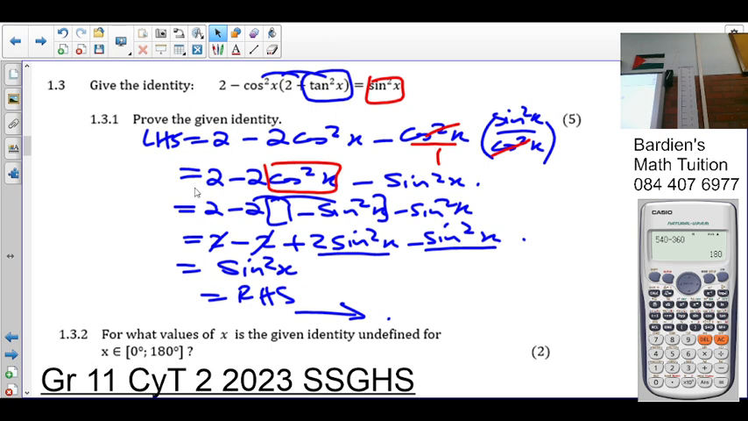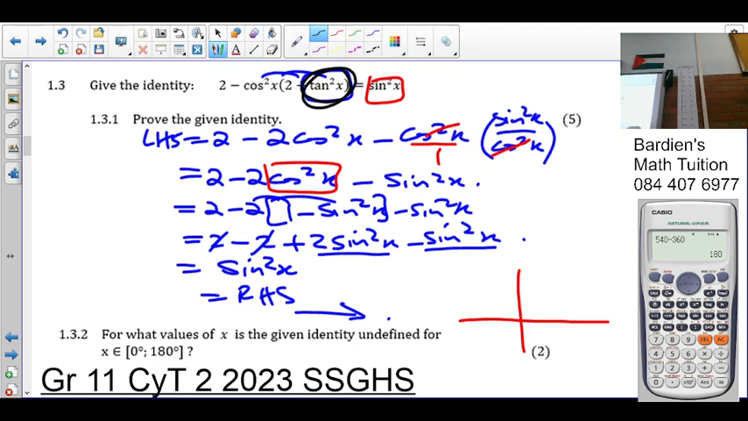Yes, you remember? The three graphs. Yes, that is the point at which the graph is undefined. So if you're looking at from 0 to 180 and I draw the tan graph, and why particularly the tan graph is because here's a tan here, tan squared. So it's undefined at 90 degrees.